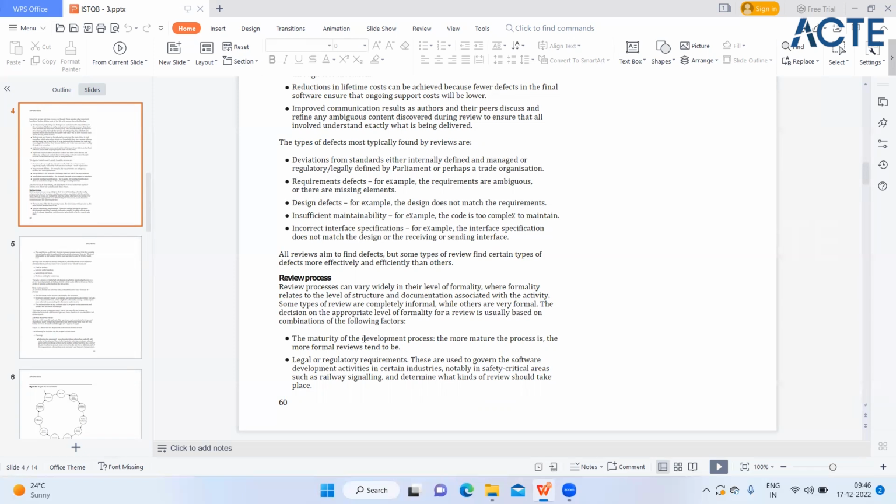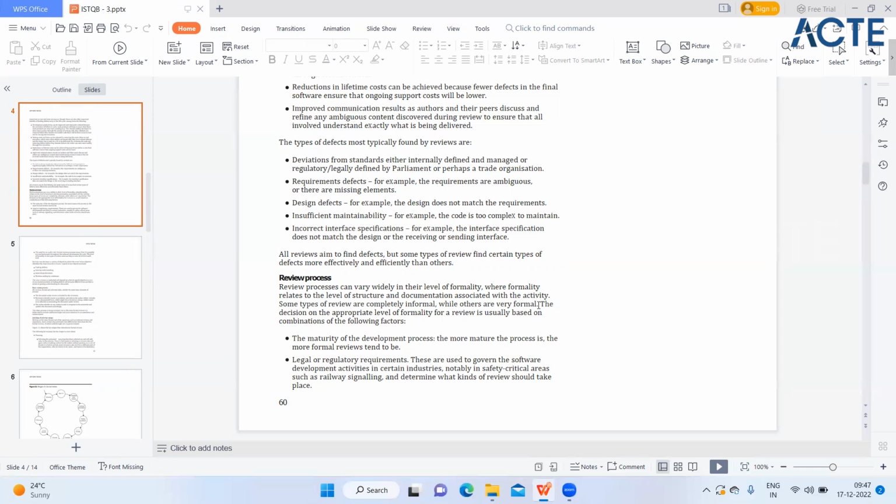Now, review processes can vary widely in their level of formality, where formality relates to the level of structure and documentation associated with the activity. Some types of reviews are completely informal, while others are very formal. So there are two types of review: first is informal and another one is formal. As the name suggests, in informal review you do not need to document anything after finding the defects. Maybe you have a very short timeline and you just have to review those documents and start the code because of the project timeline. So this kind of review will be called the informal review.